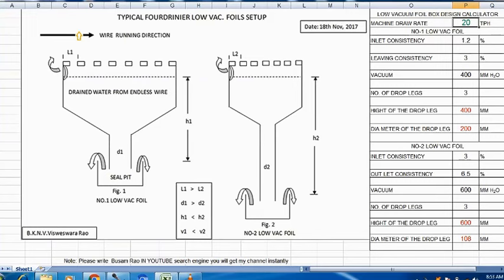Now I wish to describe low vacuum foils. In my previous video I described low vacuum foils, and now I am going to discuss the calculation part in the low vacuum foil.